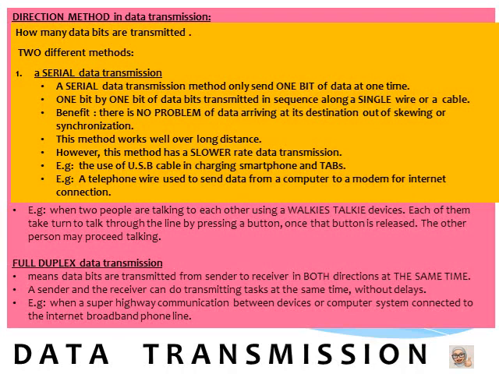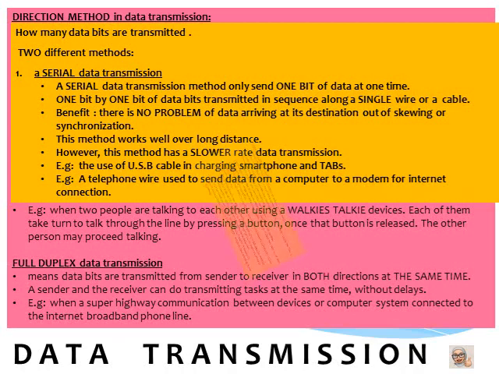The benefit of using a serial cable is there is no problem of data arriving at its destination out of synchronization, or skewing. This method works well over long distances. However, this method has a slower data transmission rate. An example of serial is the use of a USB cable. We will discuss the Universal Serial Bus cable later in the next chapter. Another example is the use of a telephone wire used to send data from a computer to a modem for internet connection.